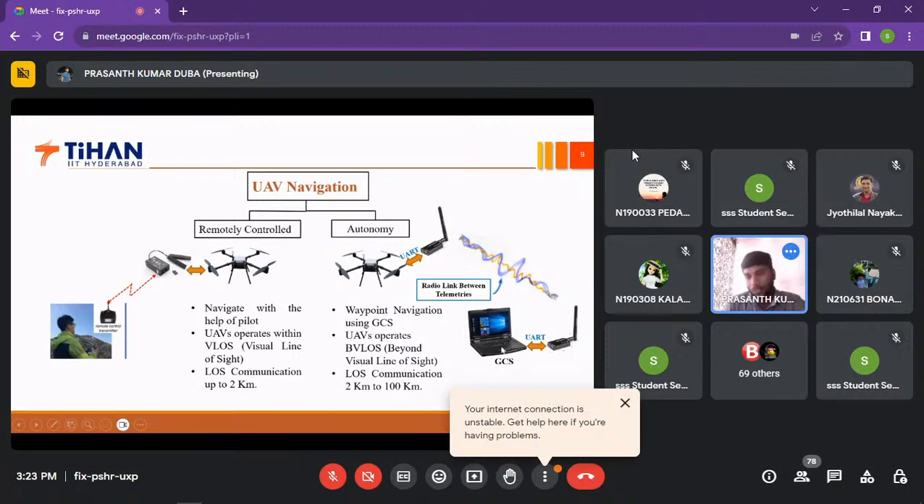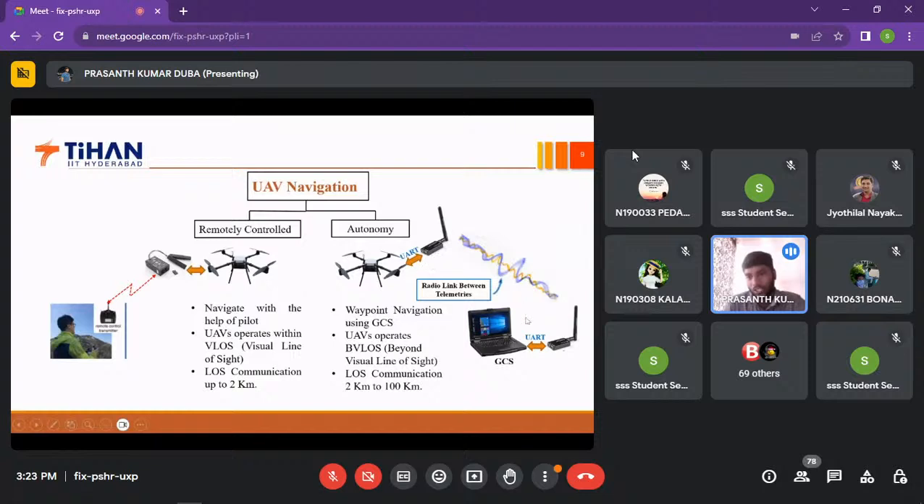One will be connected to the laptop and the other to the UAV using the universal asynchronous receiver and transmitter, UART, with a baud rate of 57600. Through these, radio communication will be established. This will work beyond visual line of sight, that is, from 2 kilometers up to 100 kilometers. So if I have a UAV and want to communicate with it using this radio communication, how do we communicate and how do we go for autonomous navigation?